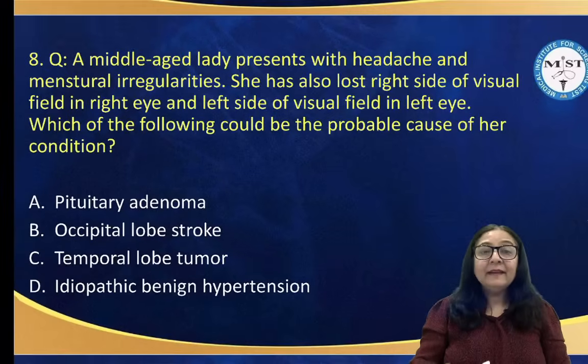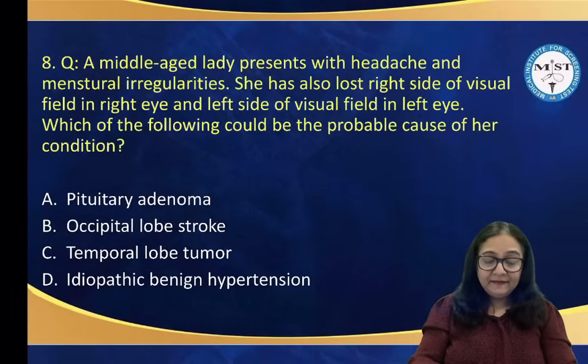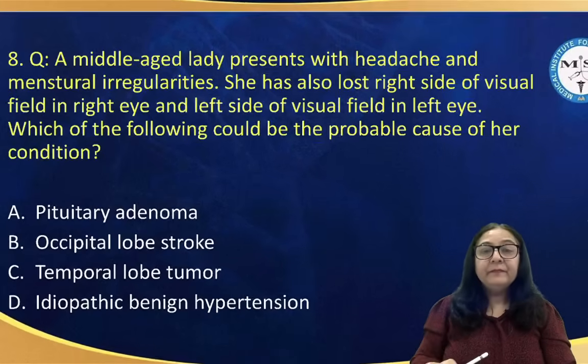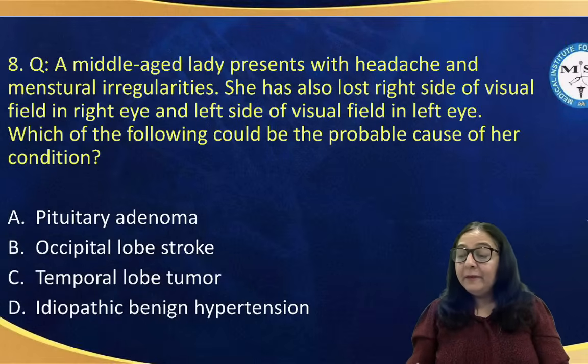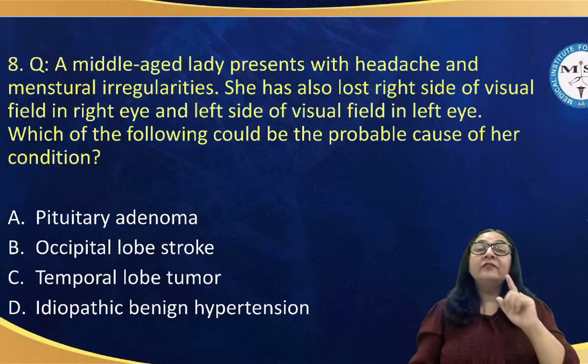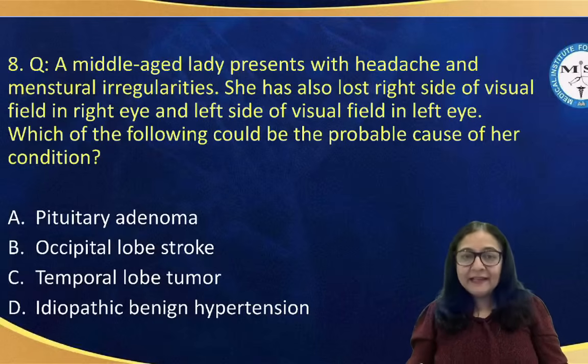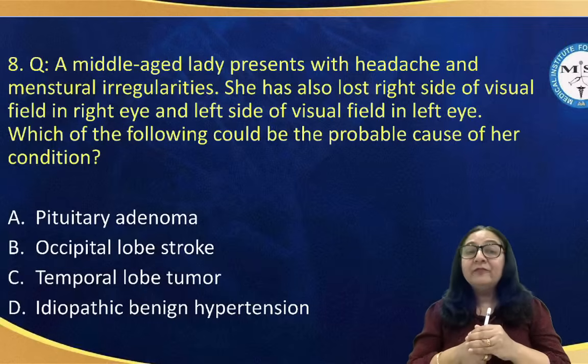Again, a clinical case scenario. I have tried to put a lot of clinical case scenarios because that covers the diseases in a very nice way. So here, a middle-aged lady presents with headache and menstrual irregularities. She has lost the right side of the visual field in the right eye, and the left side of the visual field in the left eye. Which of the following could be the probable cause for her condition?